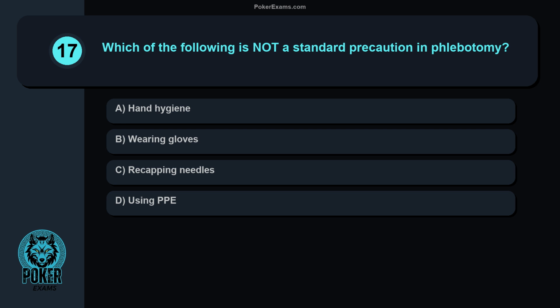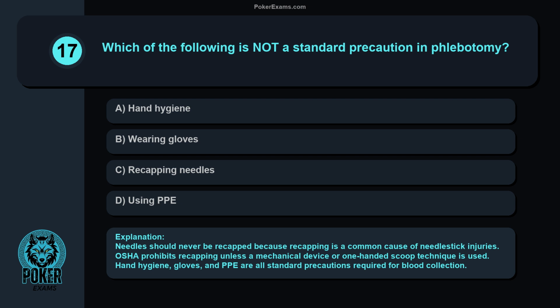Question 17. Which of the following is not a standard precaution in phlebotomy? Hand hygiene. Wearing gloves. Recapping needles. Using PPE. Needles should never be recapped because recapping is a common cause of needle stick injuries. OSHA prohibits recapping unless a mechanical device or one-handed scoop technique is used. Hand hygiene, gloves, and PPE are all standard precautions required for blood collection.